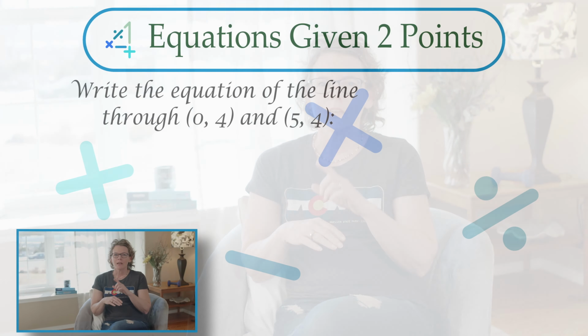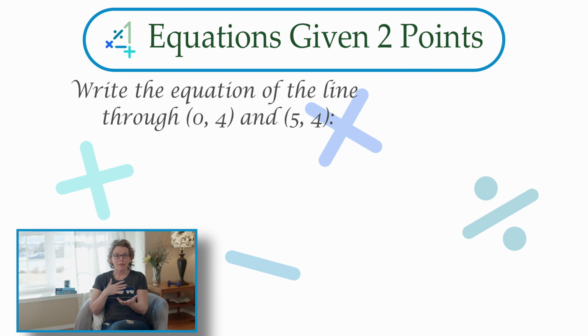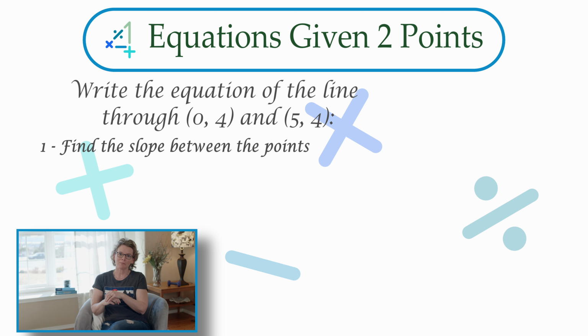I hope you were able to follow along with those examples. There are a few special cases to this rule: horizontal and vertical lines. Say they give us this one. Find the equation of the line through 0, 4, and 5, 4. Regardless of the method we choose, we find the slope first, so let's do it.